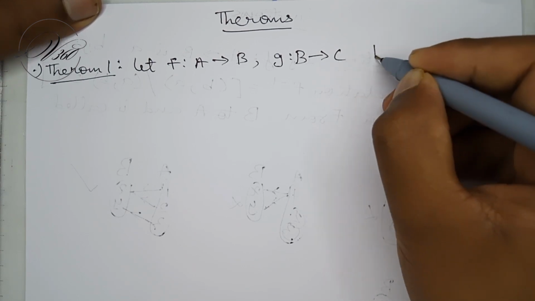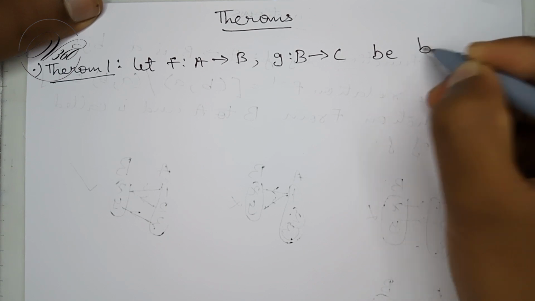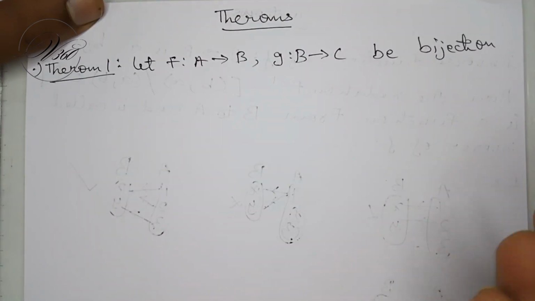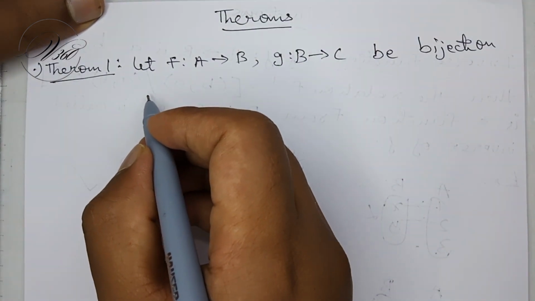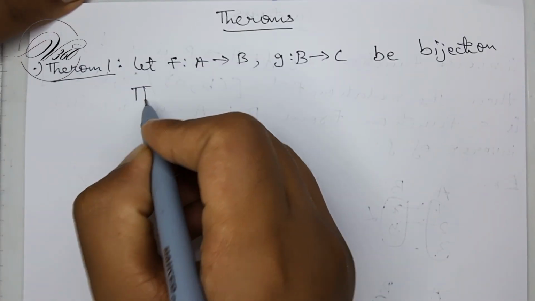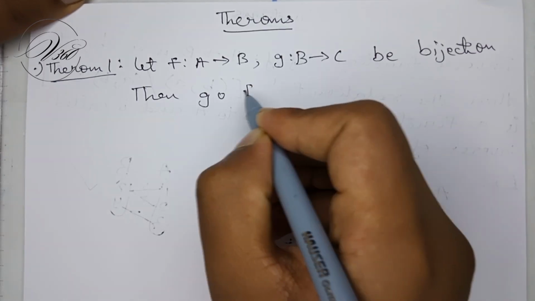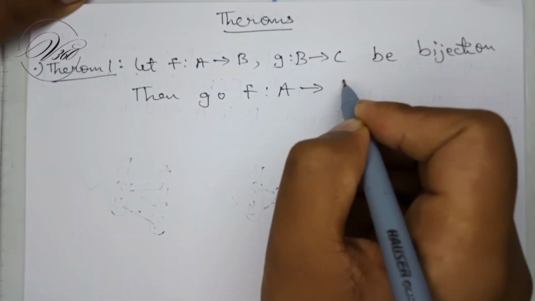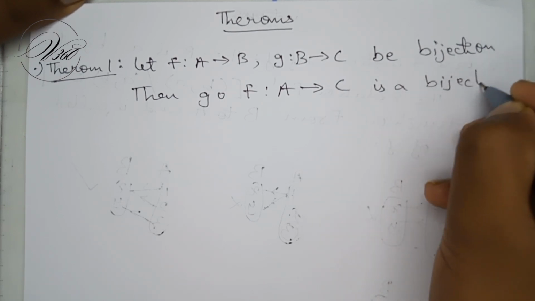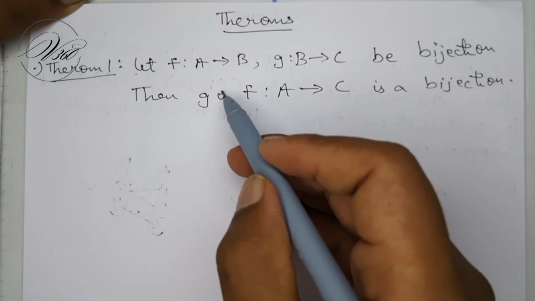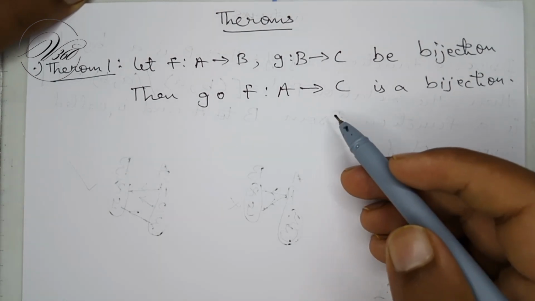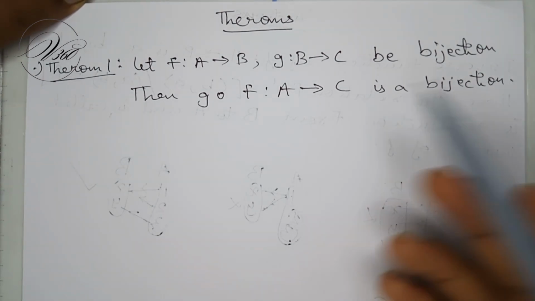Now it will be a bijection. We are assuming that it will be a bijection. Now, it is a bijection, right? Then gof maps a directly to c is a bijection. That is the composite function answer.